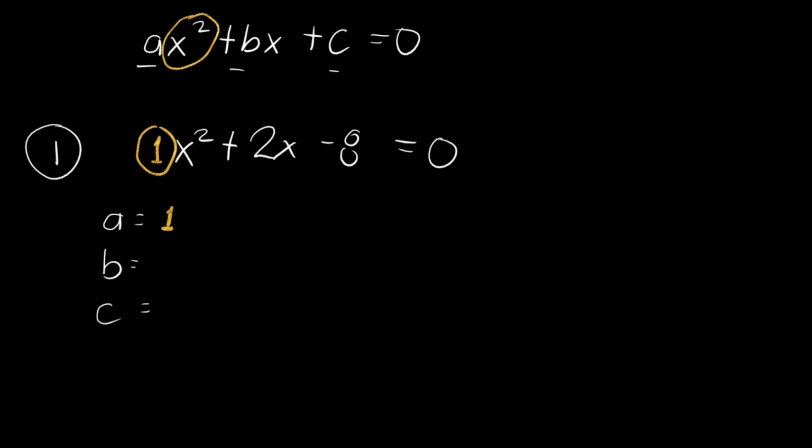Si B, siya daw yung kasama lagi ni x. So, dito, si B ay si positive 2. So, B is equal to 2. At si C naman ay yung walang kasama. Okay? At walang iba yon kundi si negative 8. Kailangan po natin laging kasama yung kanyang sign. Pag hindi natin sinama yung kanyang sign, mamamali tayo dun sa equation.